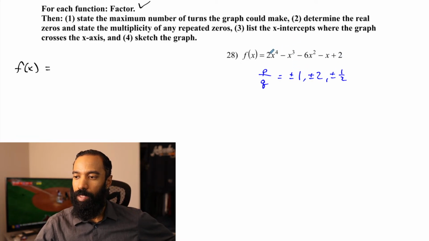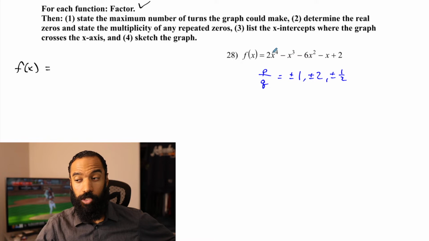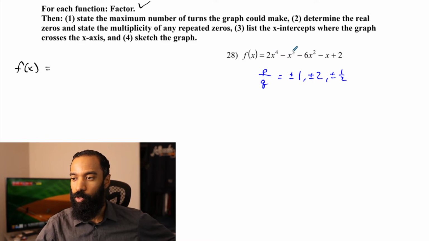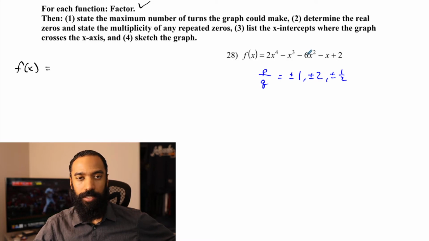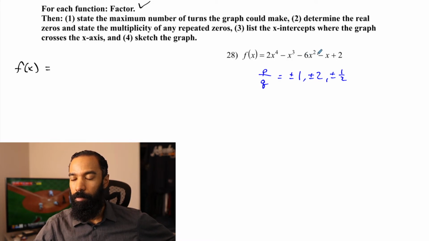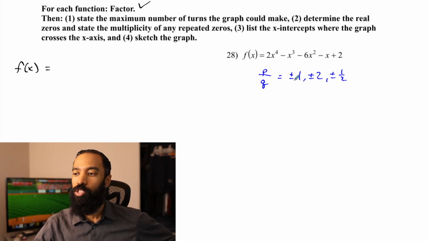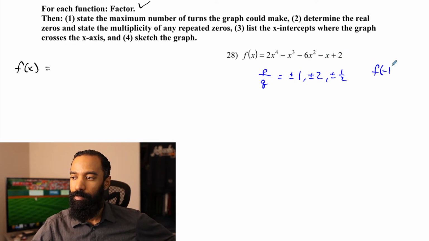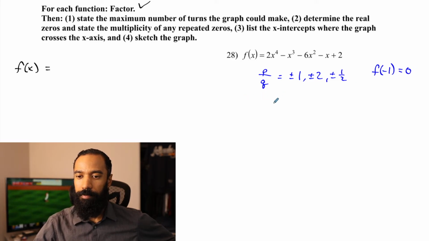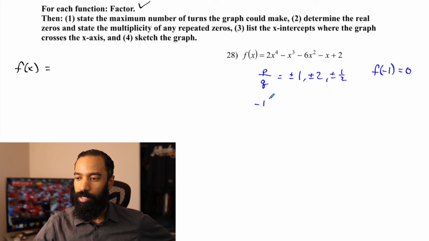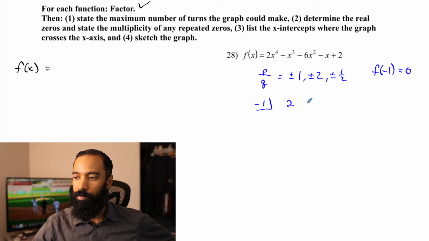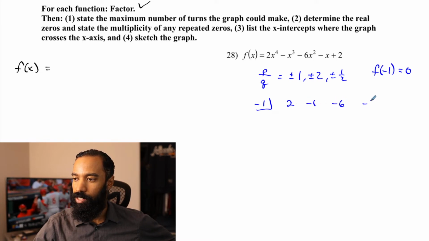Negative 1. 2 times negative 1 to the 4th is 2. Minus negative 1 cubed, that's plus 1. That's 3. Minus 6 is negative 3. Plus, minus negative 1 is plus 1, is negative 2. Plus 2 is 0. So negative 1 will give us a 0 right here. We can use synthetic division on that. We'll get 2, negative 1, negative 6, negative 1, and 2.